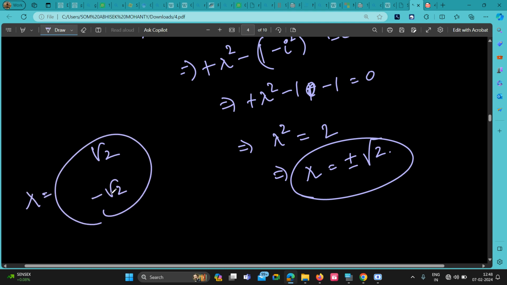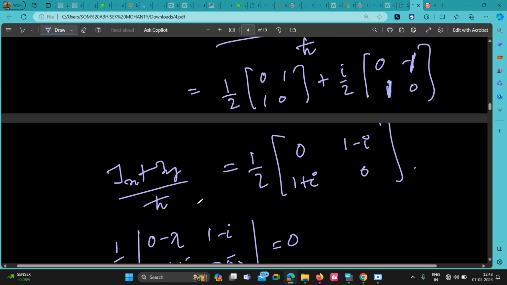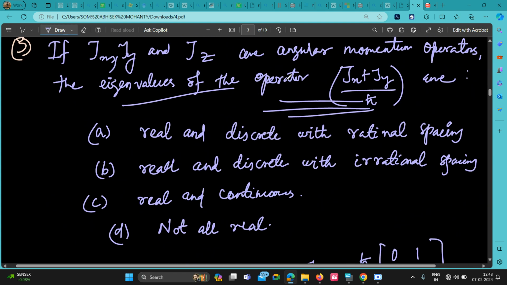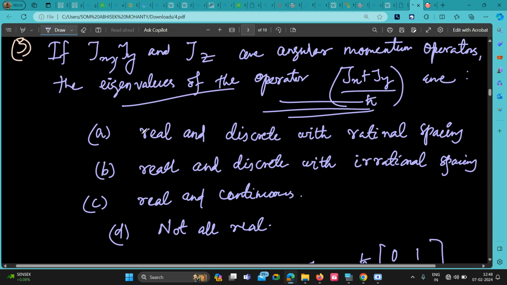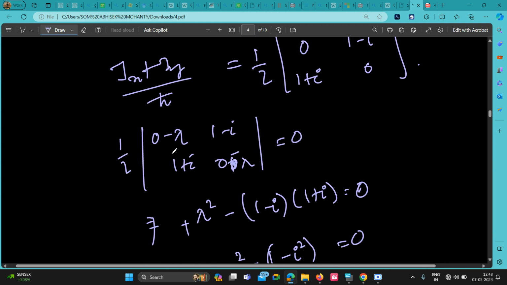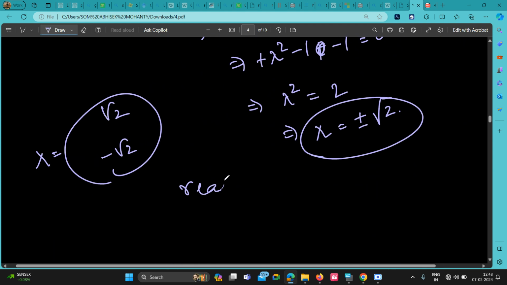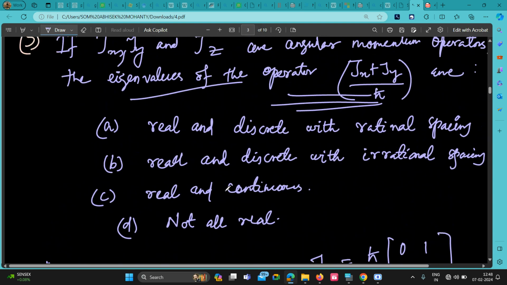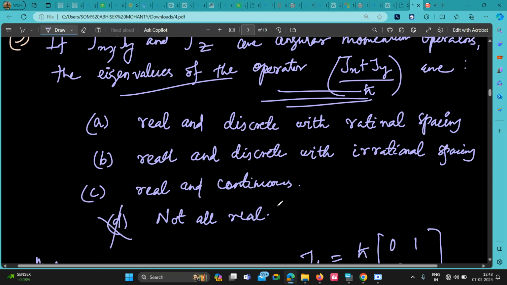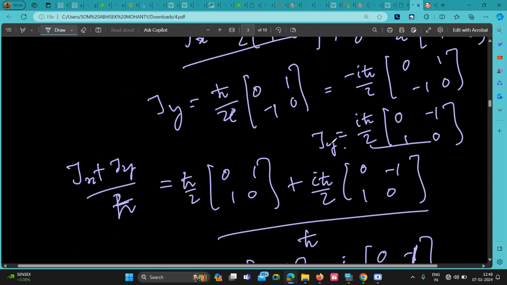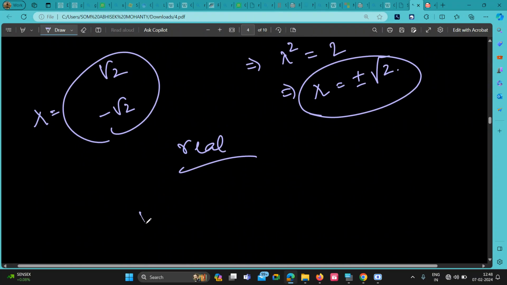What is the spacing between root 2 and minus root 2? Because the question is, the eigenvalues are first of all what? They are real, aren't they? First of all, real. So option D, not all real, is cancelled out. Now, real and discrete with rational spacing: is it rational? What is the spacing between them, root 2 and minus root 2?